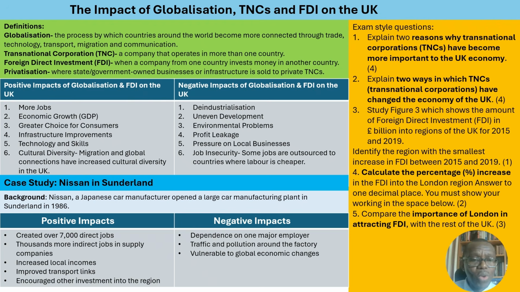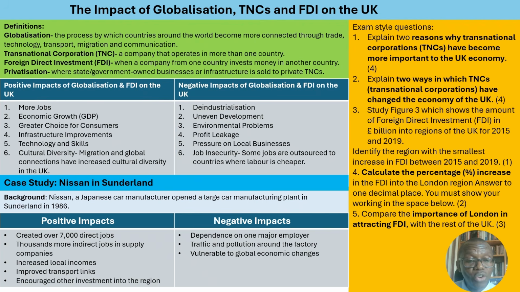Okay, so we have a case study here, and this is a case study of Nissan in Sunderland. Now, what's the background then? So Nissan, a Japanese car manufacturer, opened a large car manufacturing plant in Sunderland in 1986. So what positive impacts did this have? So it created over 7,000 jobs, and then there were thousands of other jobs created indirectly in supply companies.